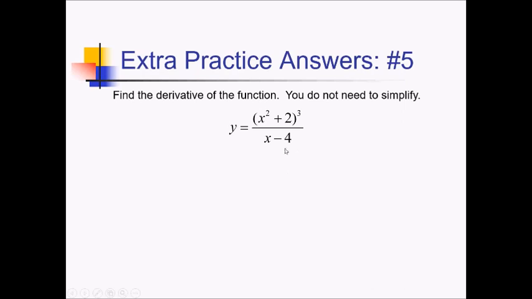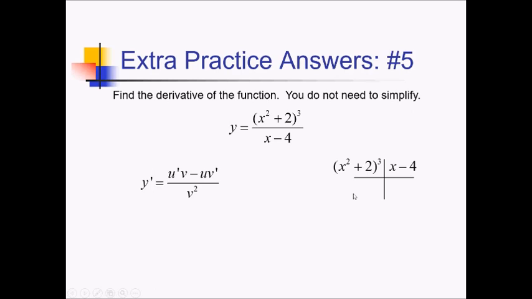To take the derivative of this function, we're going to go ahead and use the quotient rule, u prime v minus uv prime over v squared. So setting up the box and ribbon for that one, we have the numerator, x squared plus 2 quantity cubed, and denominator, x minus 4.